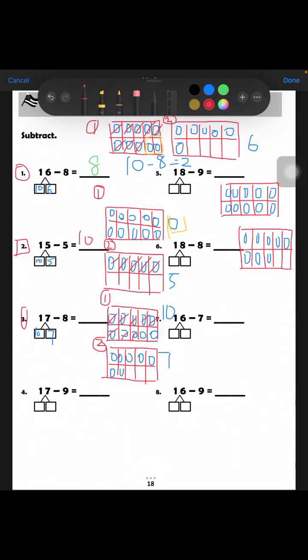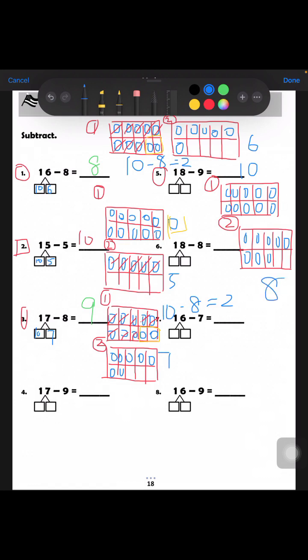Okay, now how many circles are left? 10 circles minus 8 circles equals 2. So there are 2 circles left. Okay, so how many circles left in total? Yes, 9. 17 minus 8 equals 9. Okay, take a look at question 5. 18 minus 9. Okay, here we also got two 10 frame sets, the first one and the second one. So in the first set there are 10 circles, and in the second set there are 8 circles.